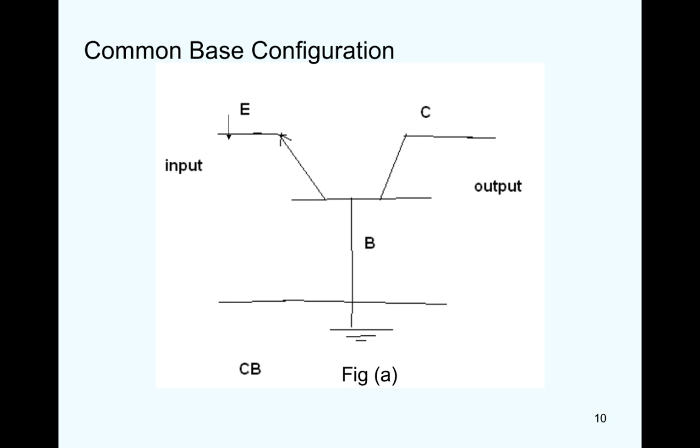How do we connect in these configurations? When we connect the transistor in these three configurations, the emitter junction is always kept in forward bias, and the collector junction is always kept in reverse bias. Only then can you achieve the amplification.